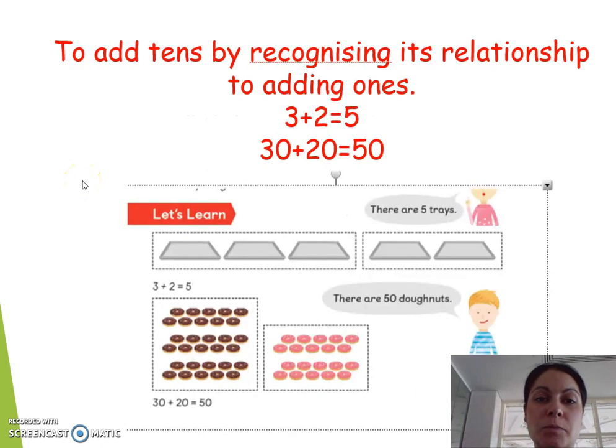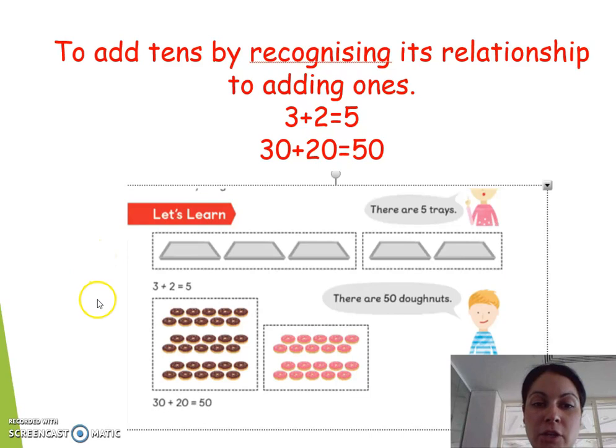Another lesson that we're going to be doing in class is to add tens by recognizing its relationship to adding ones. So, for example, if 3 plus 2 equals 5, we can then say that 30 plus 20 equals 50. So, we have 3 trays here. 1, 2, 3, and then we have another 2. Okay, so there's 5 trays in total. So 3 plus 2 equals 5.